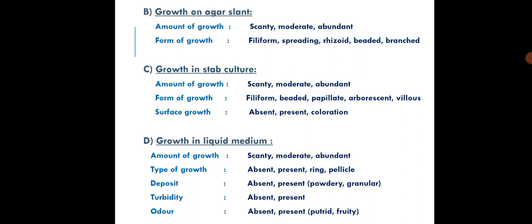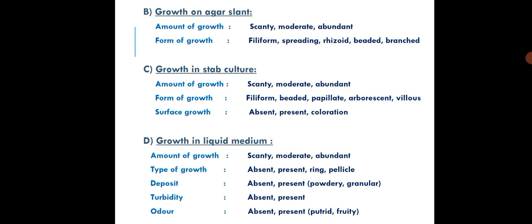Growth on agar slant includes the amount of growth that can be scanty, moderate, abundant. The form of growth can be filiform, spreading, rhizoid, beaded, or branched. Growth on stab culture, where the amount of growth can be scanty, moderate, and abundant. The form of growth can be filiform, beaded, papillate, arborescent, or villous. The surface growth can be absent, present, with or without coloration.